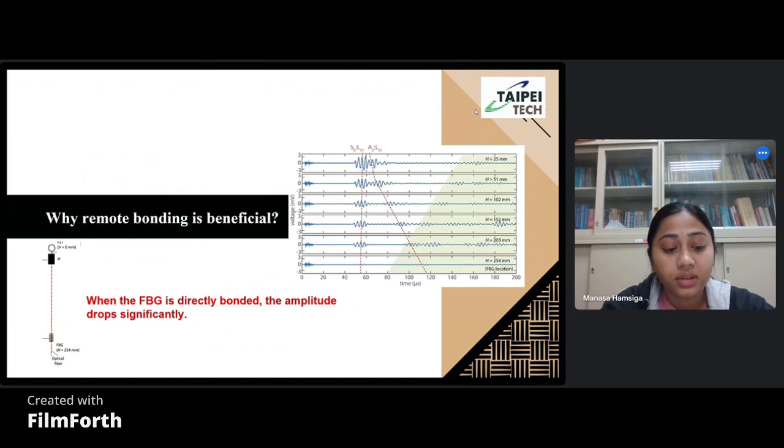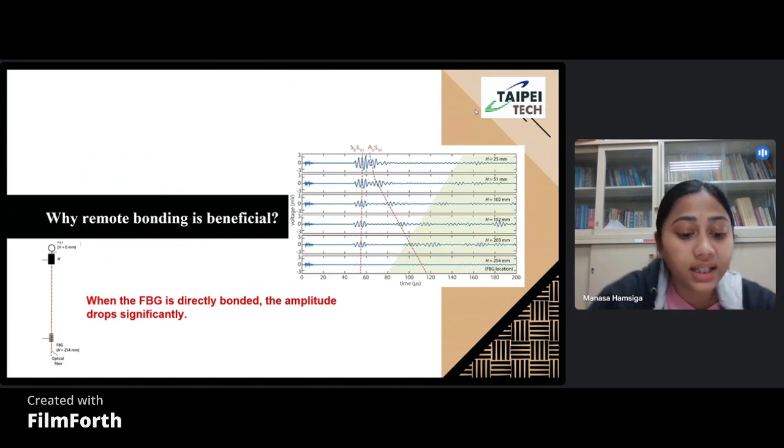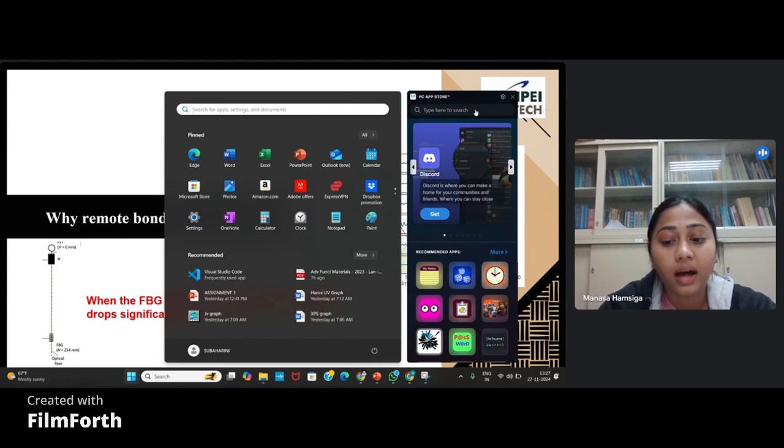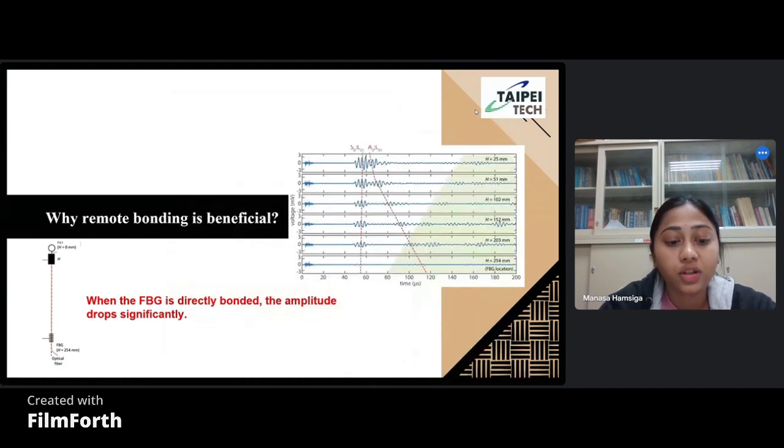Why is remote sensing bonding beneficial? Since the FBG fiber is far away from the adhesive, the S0 and A0 Lamb waves will be coupled to its L01 mode. The distant arrival times at the FBG sensor for each mode are denoted by the red dotted lines. When the FBGs are directly bonded, the amplitudes drop significantly. Here the A0 mode propagates much slower than the S0 and the longitudinal mode, and as we move, the amplitude of the waves drops down. Due to the fact that they are propagating in the plate, the spreading effect takes place, creating a material attenuation.